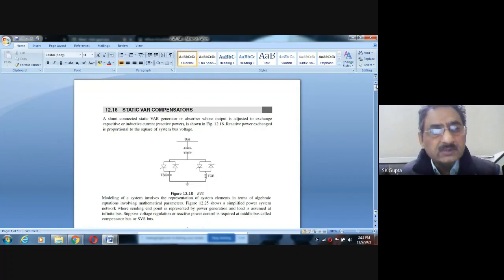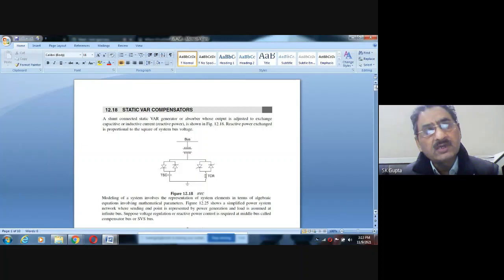But PV buses are the generator buses. Why are they called generator buses or PV buses? Because they supply the P, so the P is known, and they maintain the voltage. That's why V is known, and voltage is maintained by excitation control. By over excitation, it can supply the reactive power.